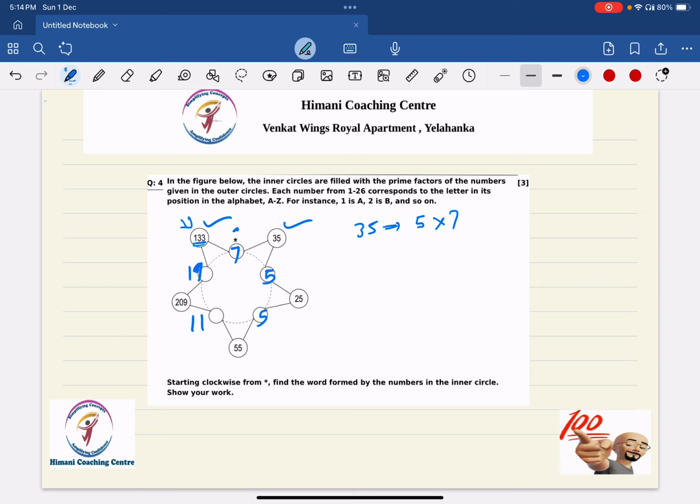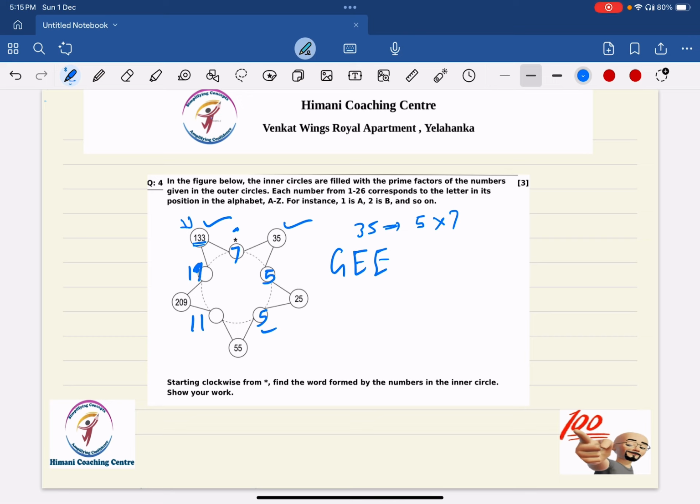Okay. So we are supposed to find the word formed inside. Okay. So let us quickly count. Number 7 would be what? A, B, C, D, E, F, G. So this letter is G. 5 is E, and again E because there is another 5. Then we have to go to the 11th one. So G, H, I, J, K.